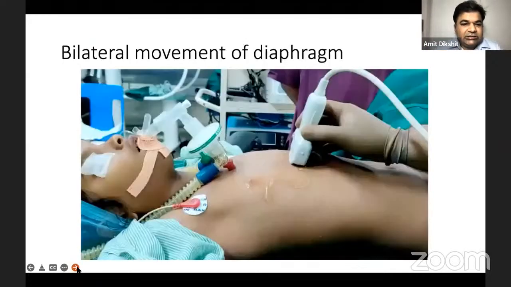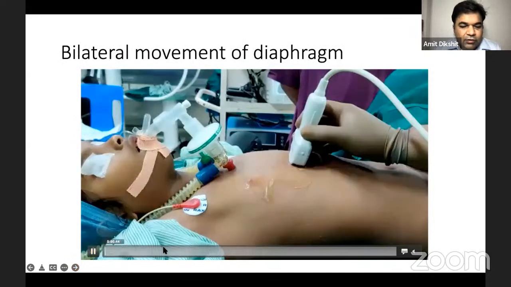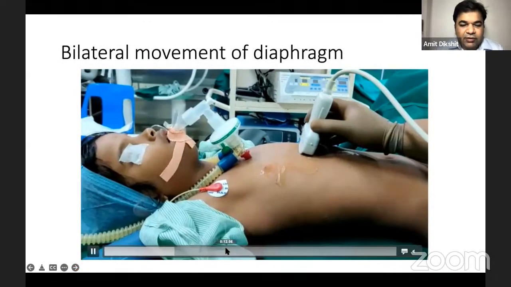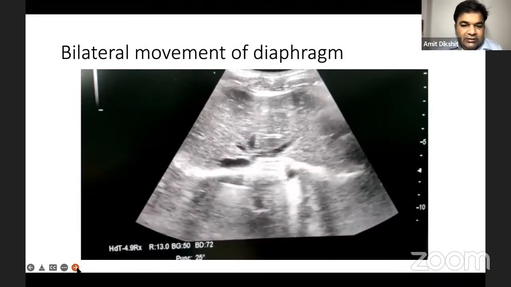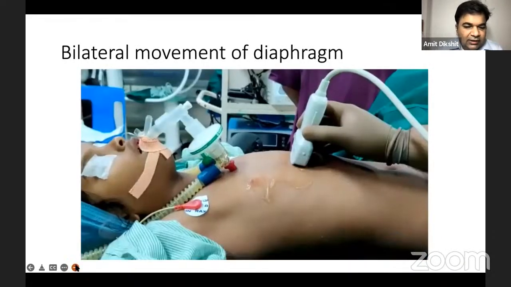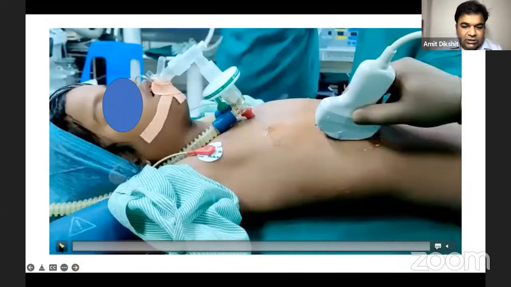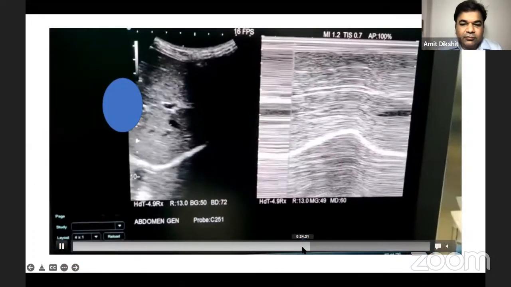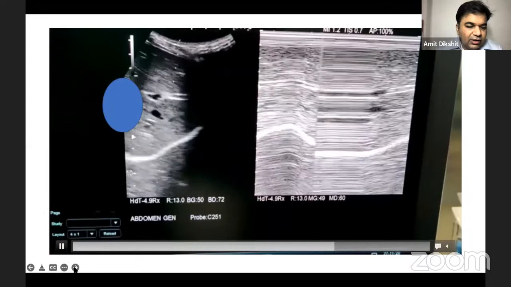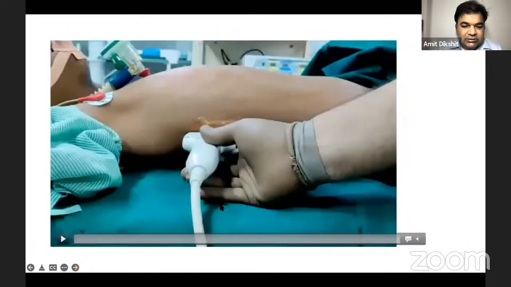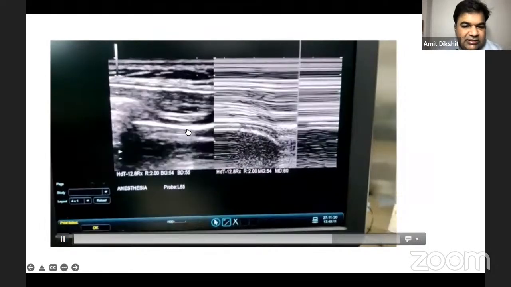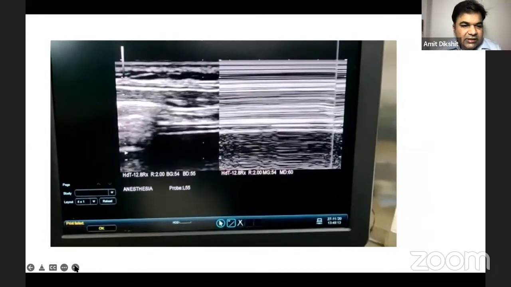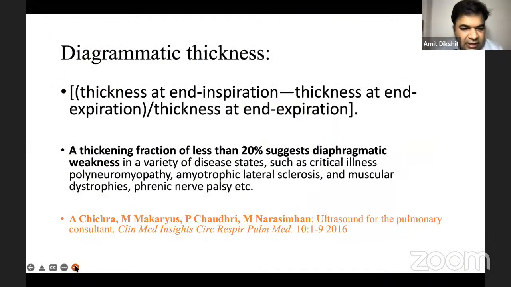So what are the strategies? I was just trying to show the video for diaphragmatic assessment, because if we want to assess the phrenic nerve, we have to see the diaphragm moving bilaterally. So we can see whether it is blocked or not, and we can quantify it. The other way is by excursion. We can see the excursion of the diaphragm with inspiration and expiration, and we can quantify it. Thirdly, there is assessment of the diaphragm with diaphragmatic thickness, and we can see that with inspiration the thickness increases, and with expiration it decreases. When it is less than 20%, the diaphragm is affected.